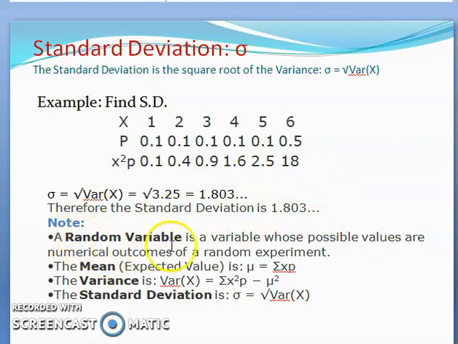Note: a random variable is a variable whose possible values are numerical outcomes of a random experiment. Mean means expected value, that is mu equals sigma of xi times pi, and the variance is the summation of x squared times p minus mu squared, and standard deviation is the square root of variance.